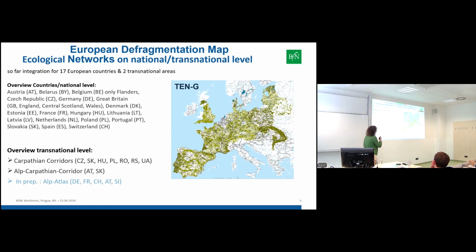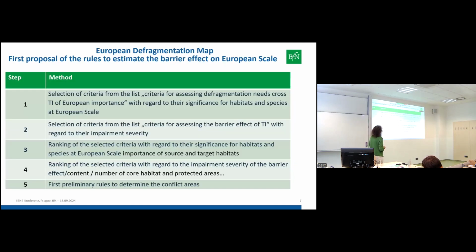And what we did here is the overview. We had 17 countries. We integrated. There are some countries which are white. Hope in the future we will get the data. And we had also some transnational corridors, the Carpathian corridor and the Alpen Carpathian corridor. And hopefully in the future we get the Alpines. We will see. And then we made a first proposal to estimate barrier effect of the 10T.